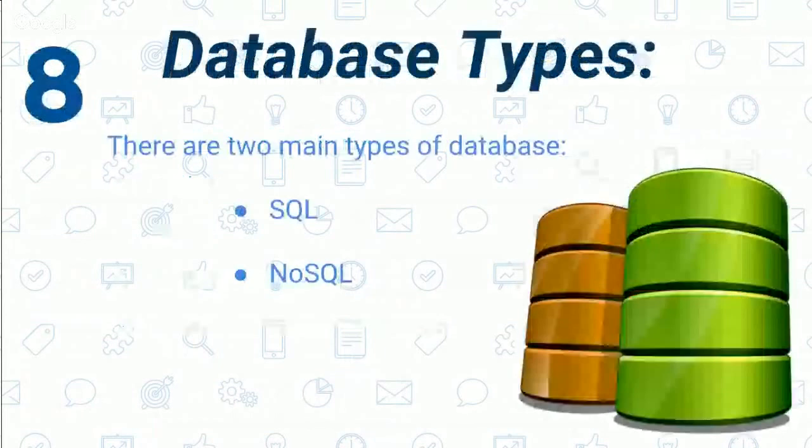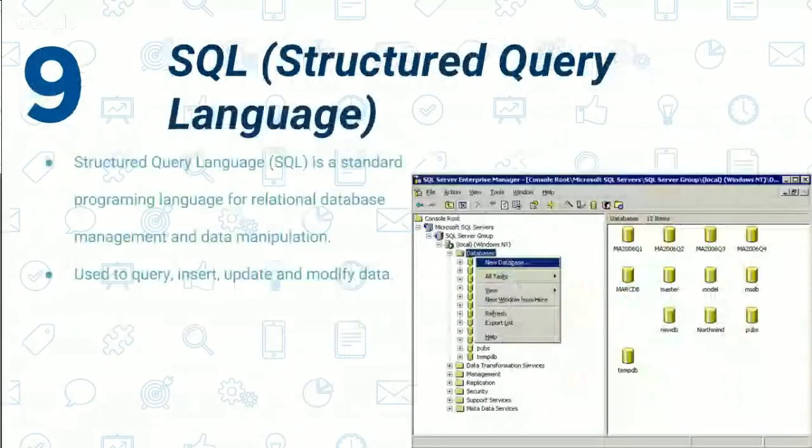Now I'm going to go over the two types of databases, SQL and NoSQL. Structured Query Language, or SQL, is a standard programming language for relational database management and data manipulation. SQL is used to query, insert, update, and modify data. Most relational databases support SQL, which is an added benefit for database administrators, as they are often required to support databases across several different platforms.